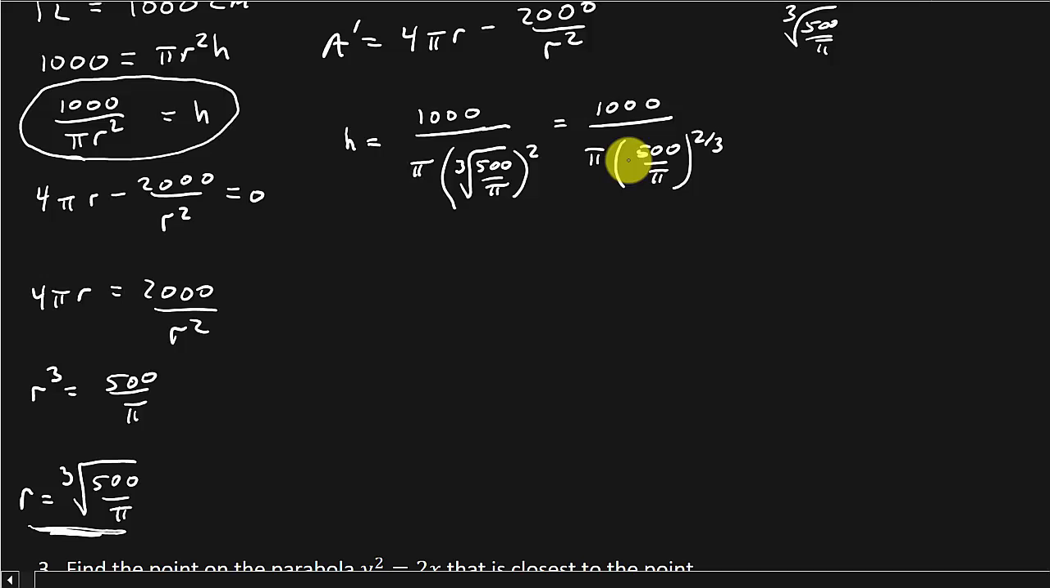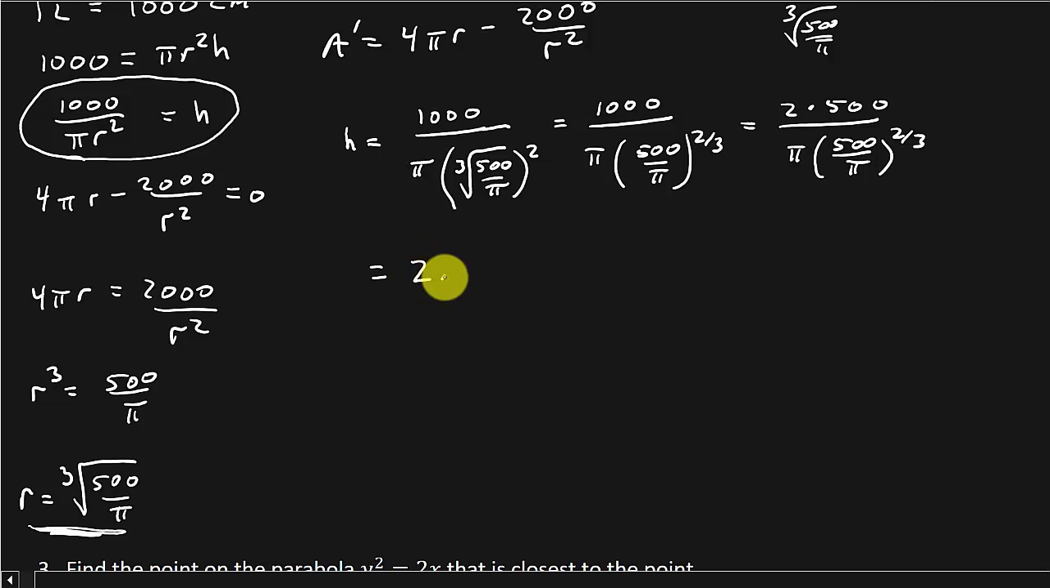Now let's see if we can simplify this a little more. All right, so I noticed the 1,000. I can write that as 2 times 500, and that's over pi times 500 over pi to the 2/3. And then if I separate this out, you see this 500 over pi here, and then this 500 over pi to the 2/3.